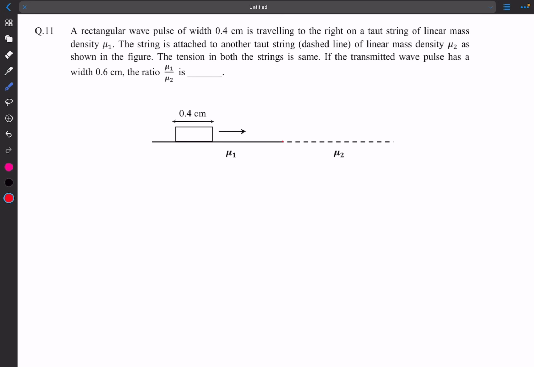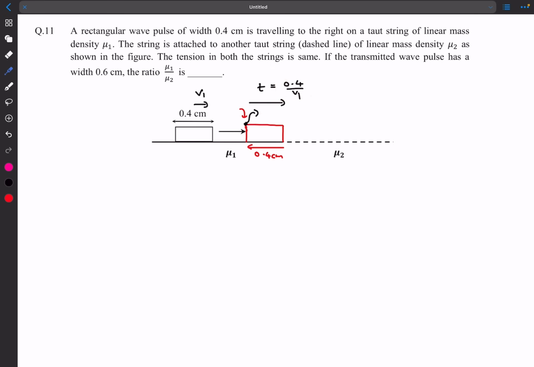Now the change in the width is mainly associated with the difference in the traveling speeds of the waves in these two strings. For example, let's say when the right end of the wave pulse reaches the interface, the left end is at a distance of 0.4 centimeters from the interface, right? If the travel speed in this left string is v1, the left end of the wave pulse will take another time t, equal to distance 0.4 divided by v1, to reach the interface. Because it's traveling with a speed of v1, in order to cover a distance of 0.4, it will take a time of 0.4 by v1.